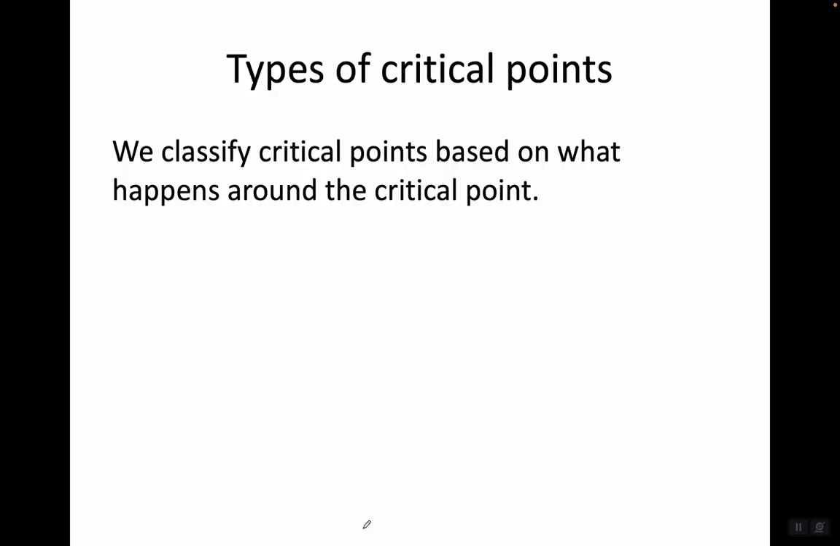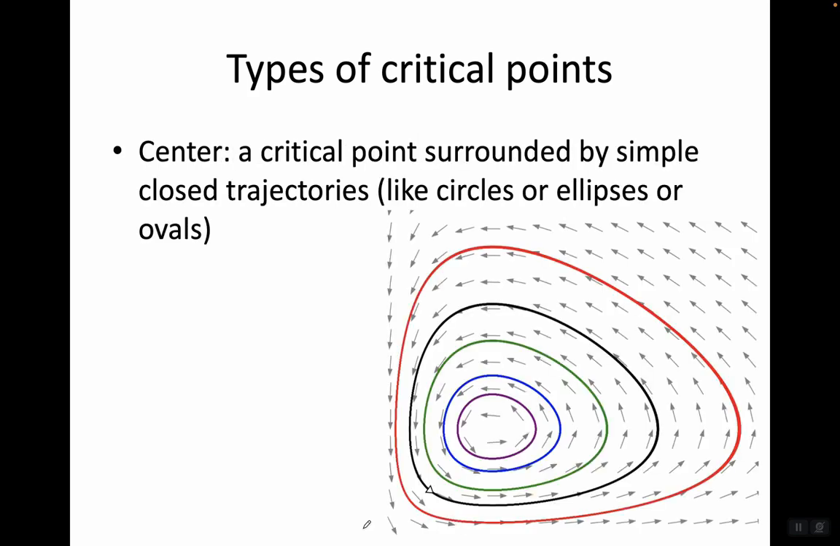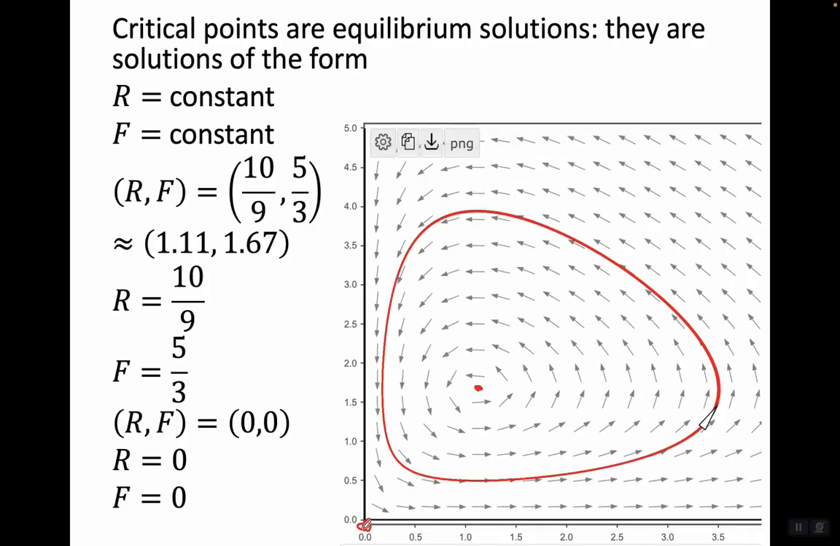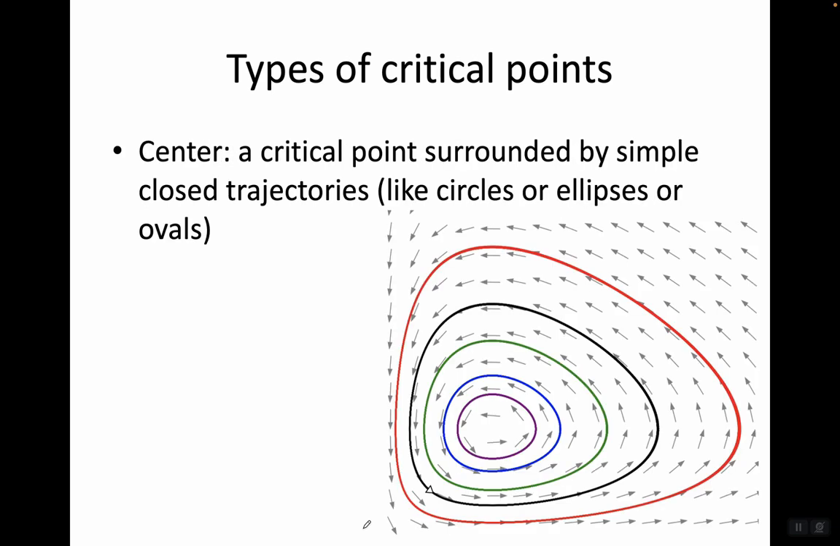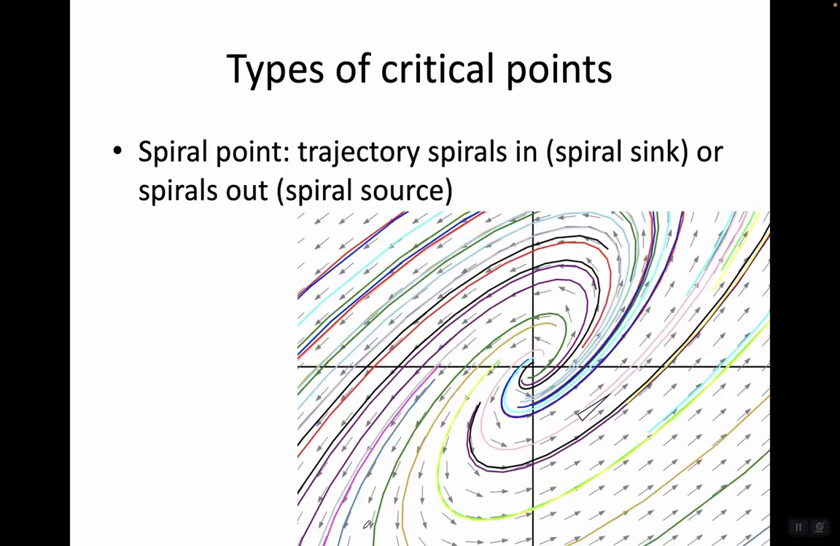Now we classify critical points based on what happens around the critical point, not at what happens at the critical point. We know nothing's happening at the critical point, it's just staying there. So the ones we've been looking at, like these over here, those critical points are called centers. A center is a critical point surrounded by simple closed trajectories, like circles or ellipses or ovals.